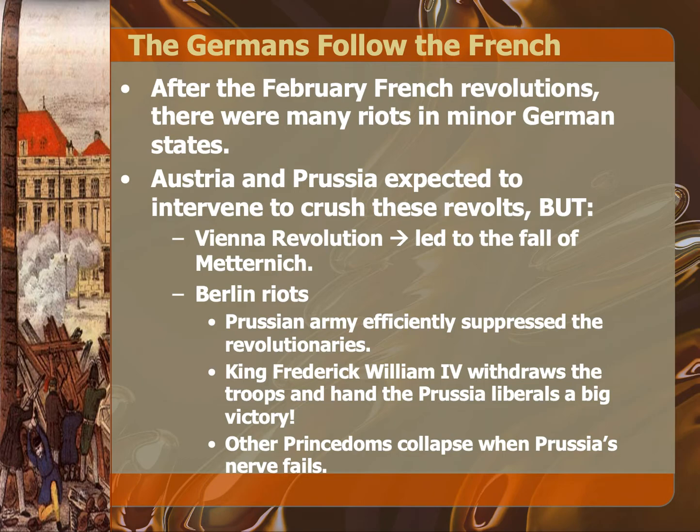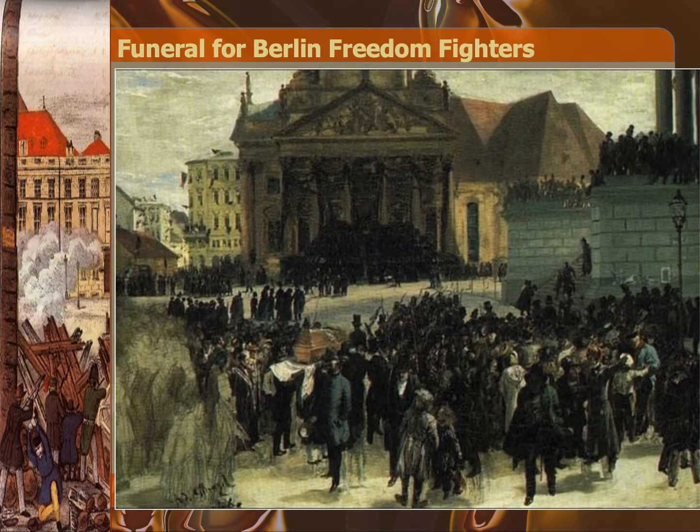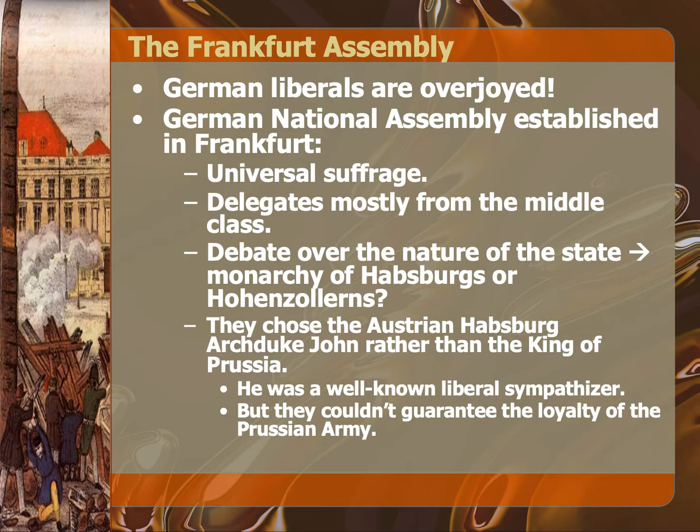Now, the Prussian army was able to suppress these revolutionaries rather quickly because Prussia is known for having a good army. And King Frederick William withdraws the troops, and he actually winds up giving the Prussian liberals a big victory. And the king actually called for the Prussian Constituent Assembly to write a constitution, implying that Prussia would aid in a German unification. But this is not actually going to come to fruition. So here's a funeral for the Berlin fighters.